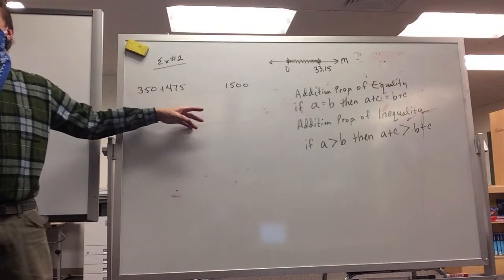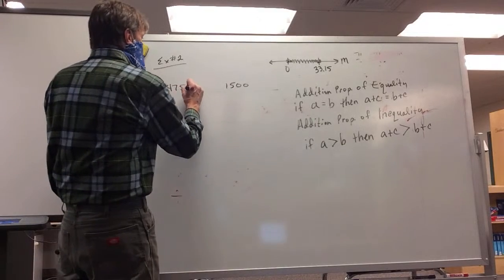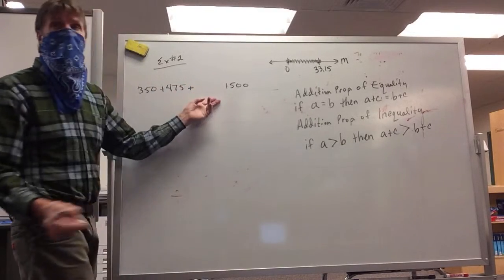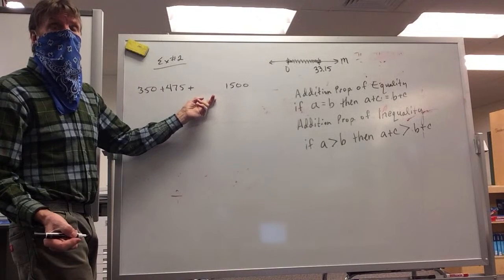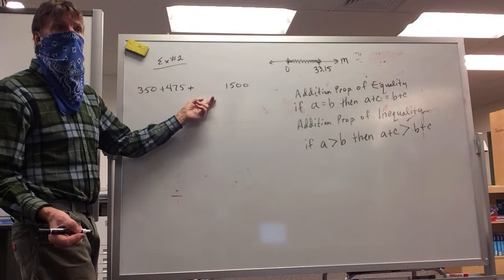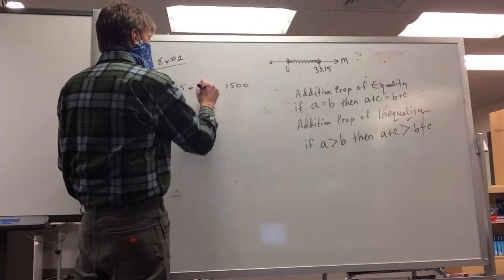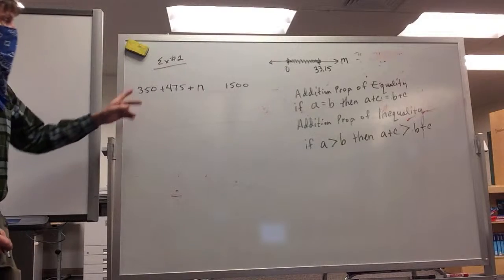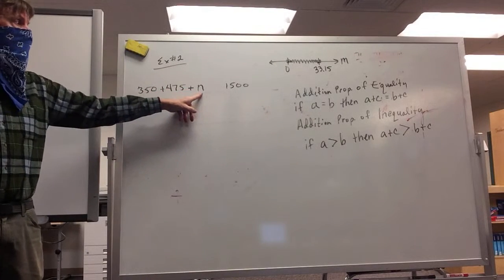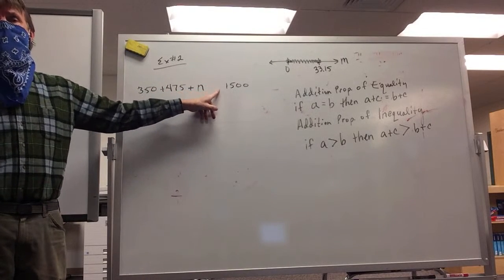And they've got 1 more month to go. So this 1 more month, we have to give it a variable. What do you want to give it? N? Is that what you said? Okay. Is that for November? September, October, November?